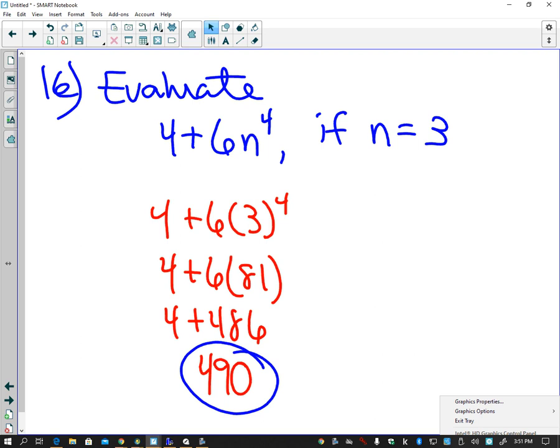That's it right there. Plug in the equation, or 3 in this case, and solve.